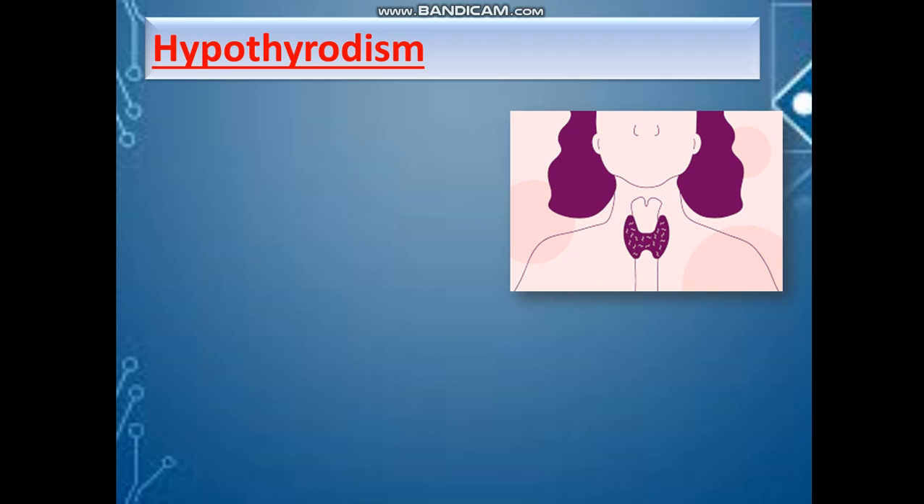There is a wide range of thyroid disorders. These disorders include hyperthyroidism, which is excessive secretion of thyroid hormones, hypothyroidism, which is deficient secretion of thyroid hormones, thyroid inflammation, thyroiditis, thyroid enlargement, which is goiter, thyroid nodules, and thyroid cancer.